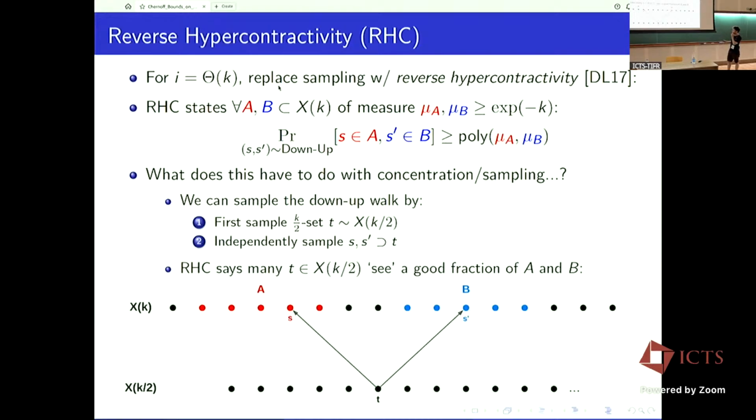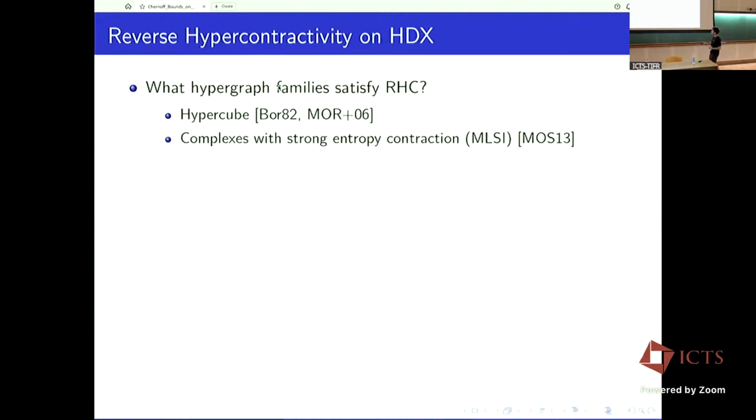Okay, any other questions before moving on? Okay, so let's ask the same question as we asked before. What hypergraph families satisfy reverse hypercontractivity?